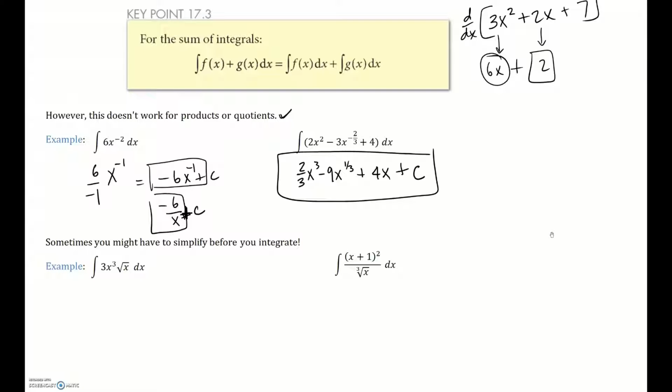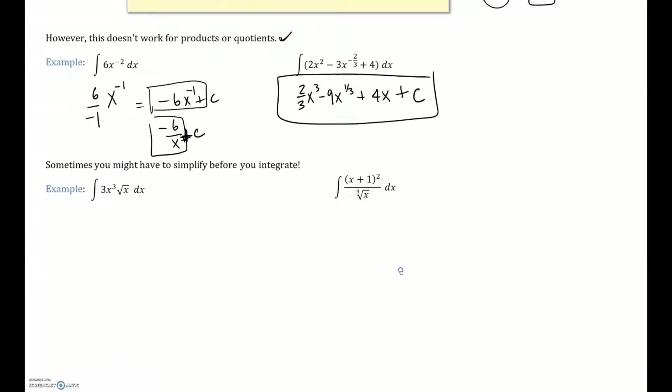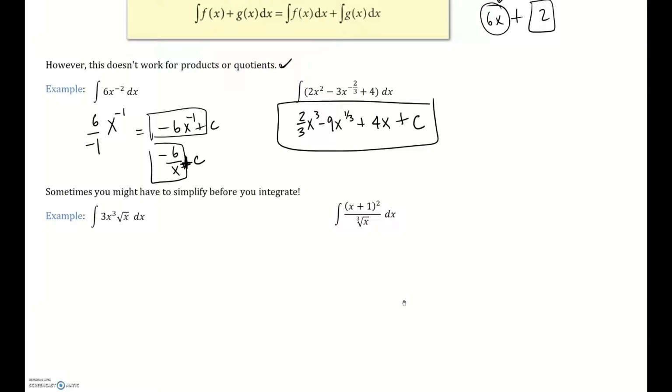And what about this one? What about when you have to simplify before you integrate? That could be a challenge too. Like, look, these are multiplied together. I'm stuck. I don't know what to do. I can hear the panic.